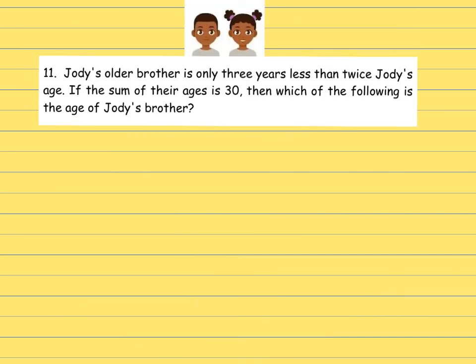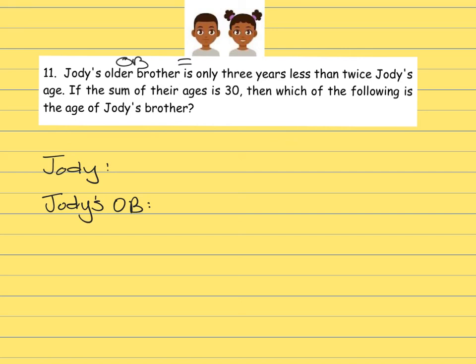Number 11, Jody's older brother is only 3 years less than twice Jody's age. If the sum of their ages is 30, then which of the following is the age of Jody's brother? Pause this video at this time and try the problem on your own. This type of problem is called an age problem. So we have Jody and Jody's older brother. So Jody's older brother is 3 years less than twice Jody's age.